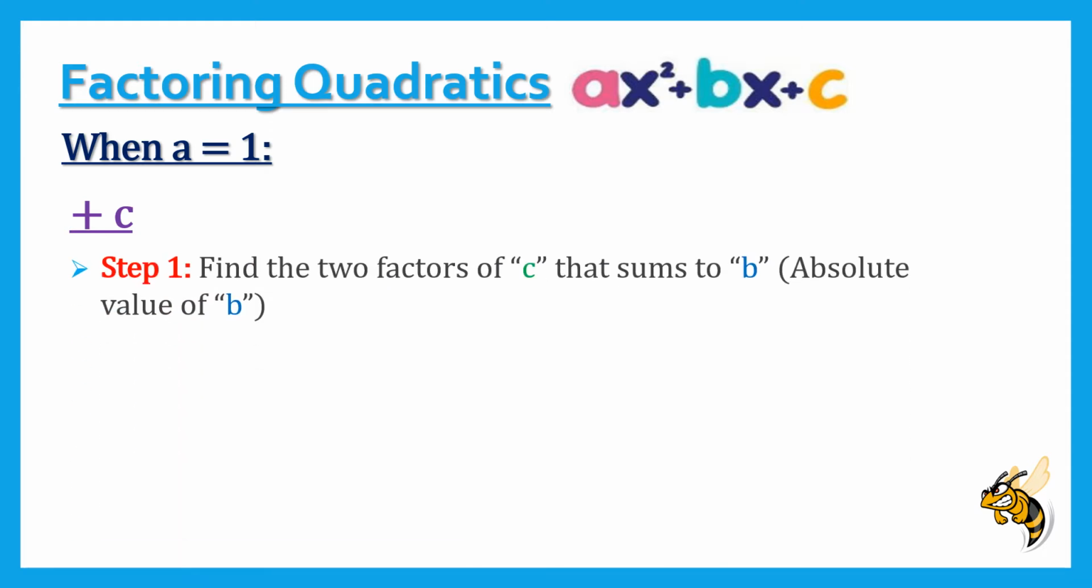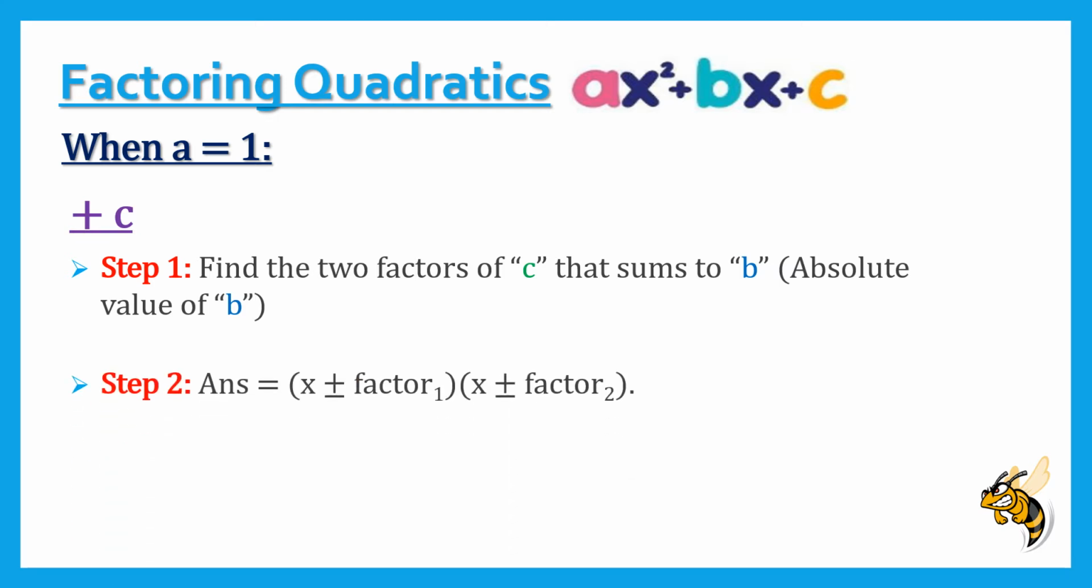Step 1. Find the two factors of c that sum to the absolute value of b. Remember, absolute value is the distance away from 0. So technically speaking, you should be viewing the numbers as always being positive in your mind, because the only time distance is negative is below sea level.